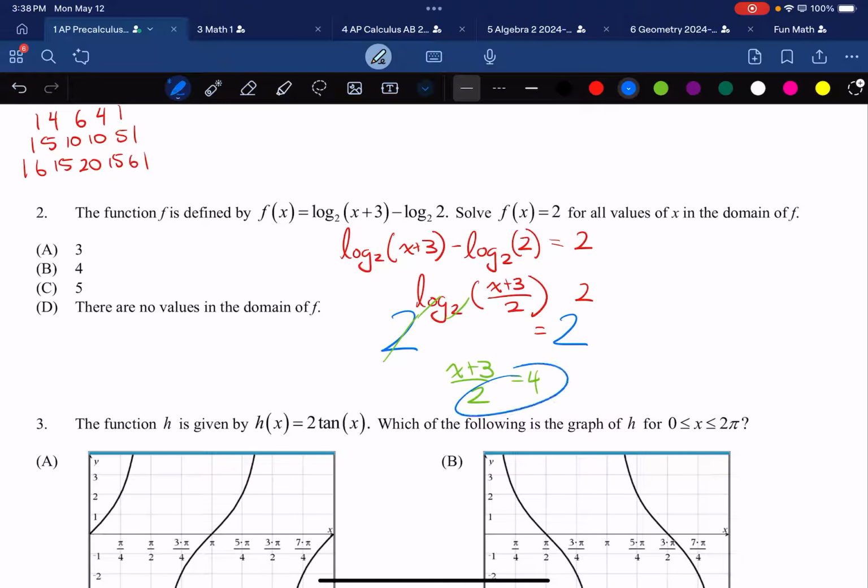So I can say 2 times 4 is 8. And cross multiplying the other direction, there is nothing down here. It's technically over 1. So 1 times x plus 3 is just x plus 3. And then I can solve by subtracting 3 on both sides, and x is equal to 5.